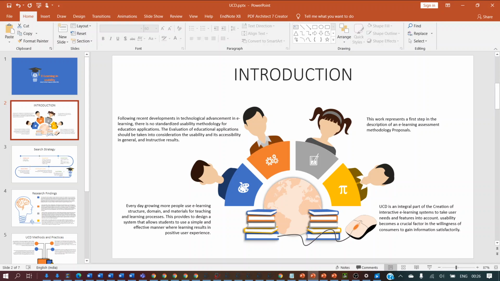So this requires a design to be built which allows the student to use it in an effective and simple manner where learning becomes a positive experience. Also taking into consideration the usability and accessibility in general.